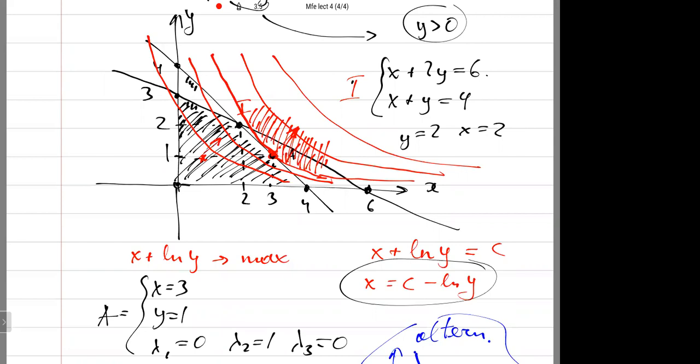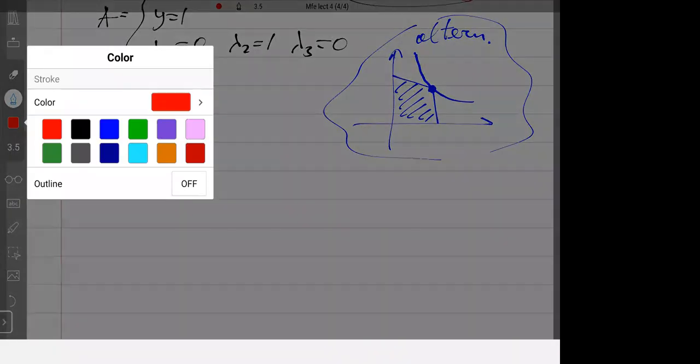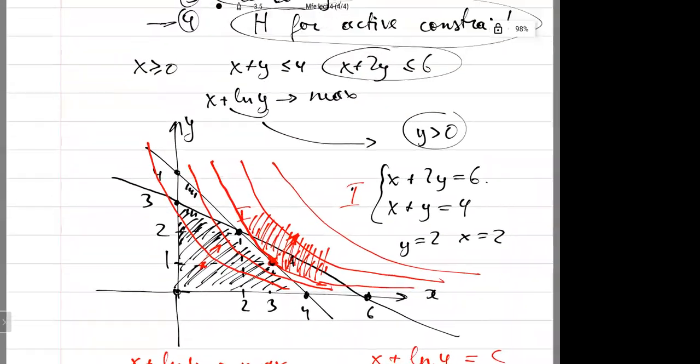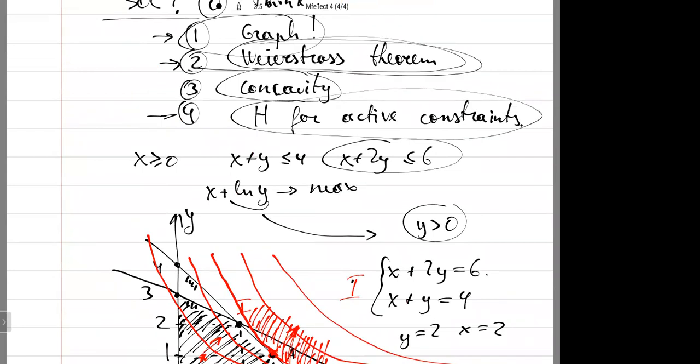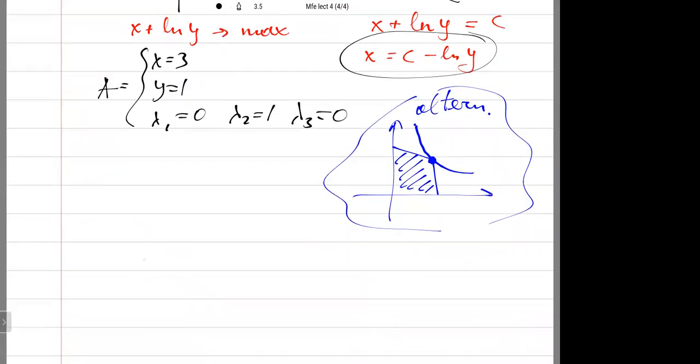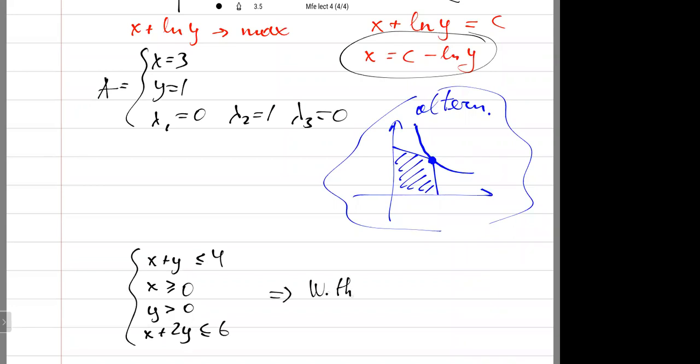Okay, let's move on to the second order condition by Weierstrass theorem. We have already solved the second order condition, but I'd like to point out that if you cannot plot, use Weierstrass theorem. In my case, x plus y is greater than 4, x is greater than 0, y is greater than 0 because of the logarithm, and x plus 2y is less than 6. In this case, Weierstrass theorem cannot be applied. Why? What is the problem? Because our set is not closed. It's bounded but not closed.